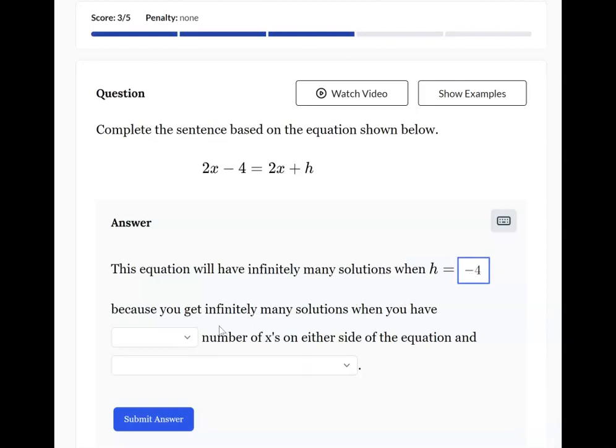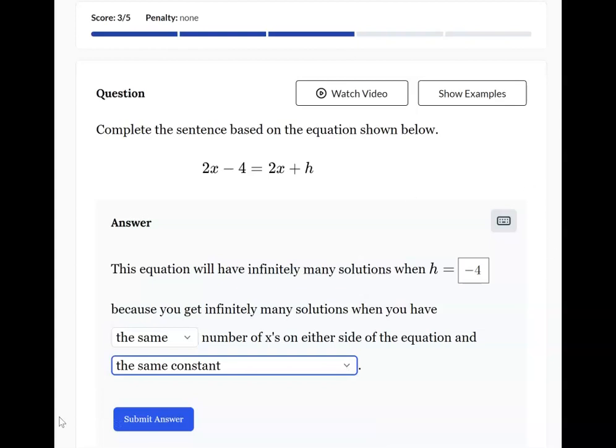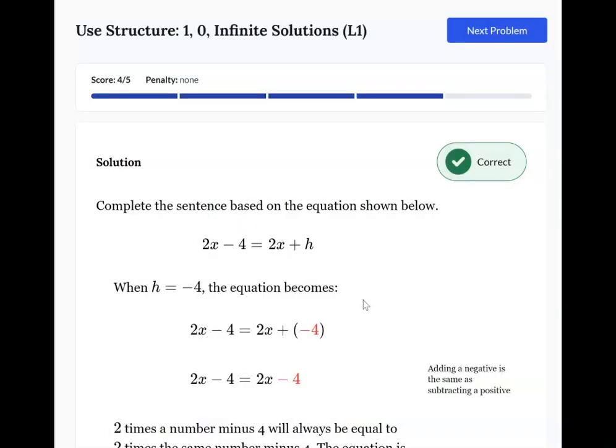And that's because in order to have infinitely many solutions, you need the same number of x's and the same constants. Both need to be the same. One more time.